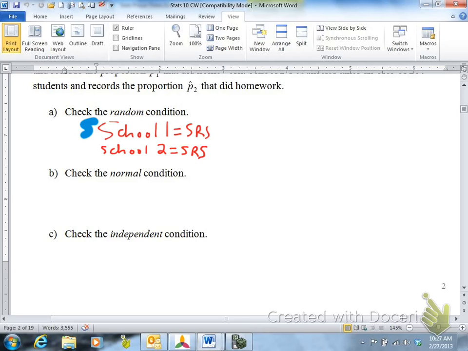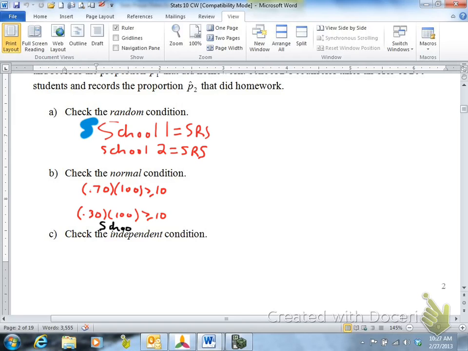To check the normal condition, at school 1, 70% of students did their homework, so we'd have 70% times the number of students at school 1, which was the SRS. The number in the sample was 100 students at school 1. And that has to be greater than or equal to 10. And then the percent failure would be 30% times 100. That has to be greater than or equal to 10. And both of those are true. So all of this information was from school 1.